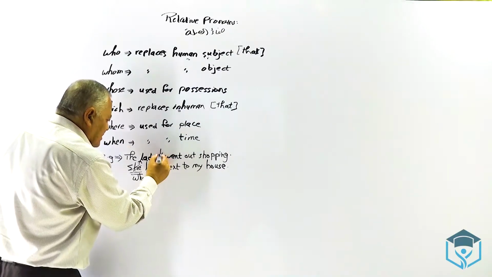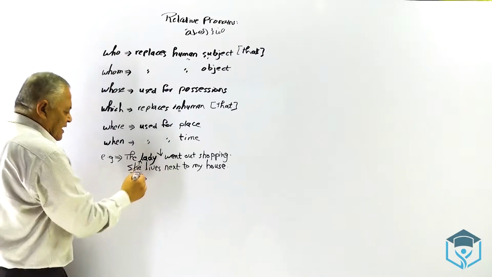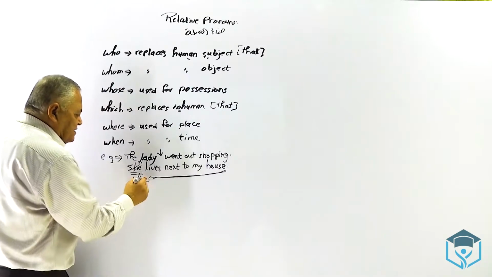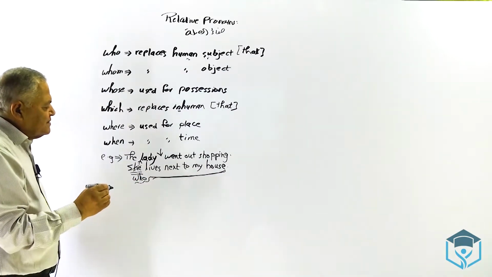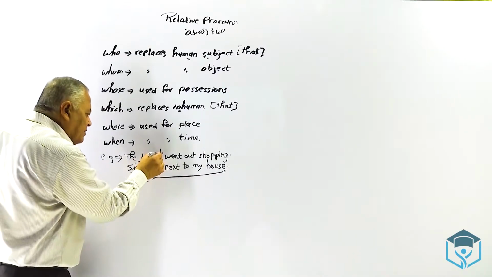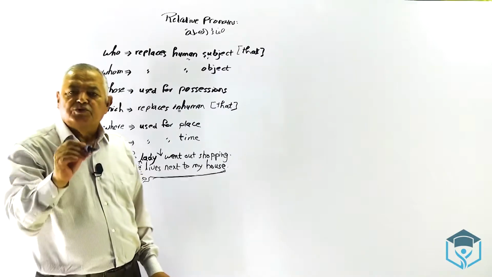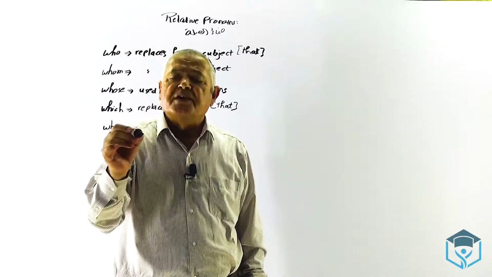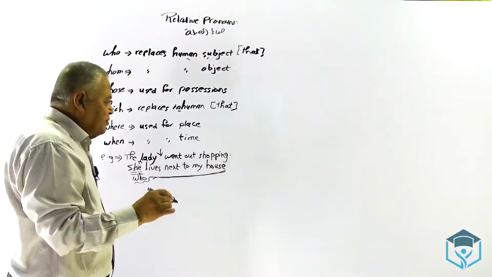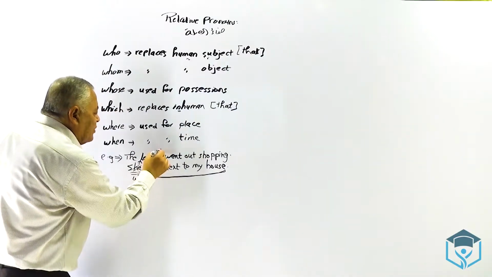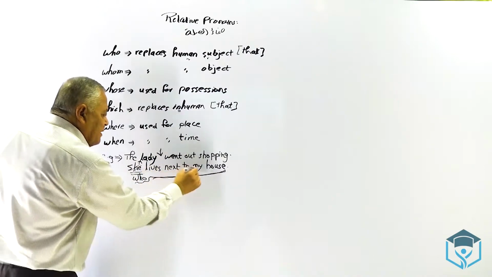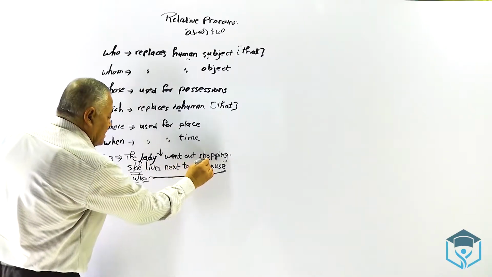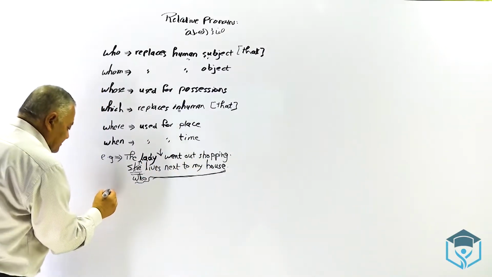Here is the clause, who lives next to my house. This is called the clause, شبه جملة. Where does it come? It comes next to the noun it modifies, directly after the noun it refers to. يعني شبه جملة الصلة تأتي دائما بعد الاسم الذي تعرفه. The lady who lives next to my house went out shopping. Don't say the lady who went out shopping lives. No.